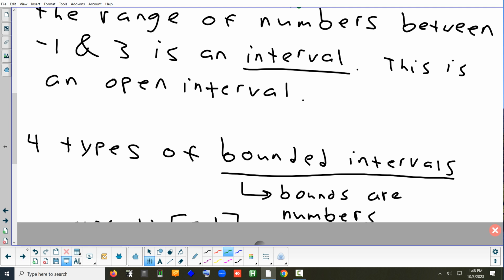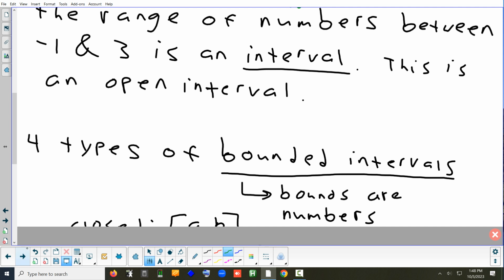A bounded interval is an interval that starts at a number and stops at a number. You might think, well, how could you ever have an interval that doesn't have a number in it? Has an infinity symbol. That's different. If you put an infinity symbol in an interval, that means it goes forever in one direction. If it continues forever, that's what we call unbounded. Okay, so bounded intervals start at a number, stop at a number.